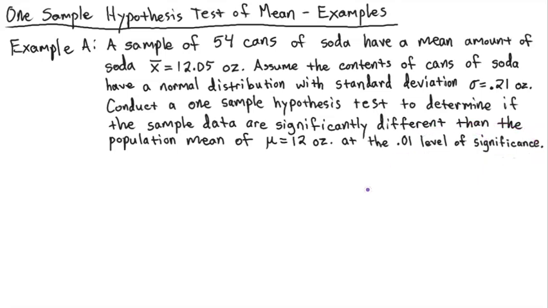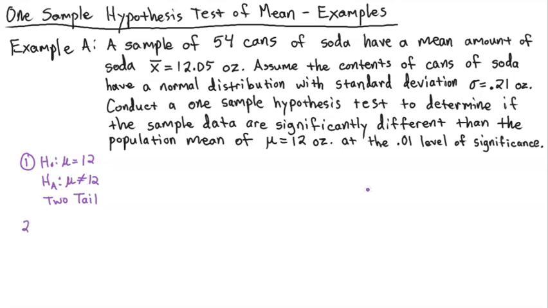All right, so let's go through these one step at a time. Let's do step one. We're going to identify our null and alternative hypotheses. Our null hypothesis is that mu is equal to 12 ounces. And because this says do a one sample hypothesis test to determine if the data are significantly different than, that's why we chose a two-tailed test. We chose not equal to, okay?